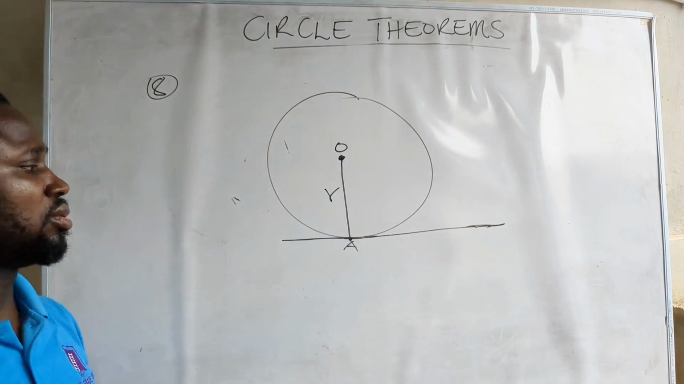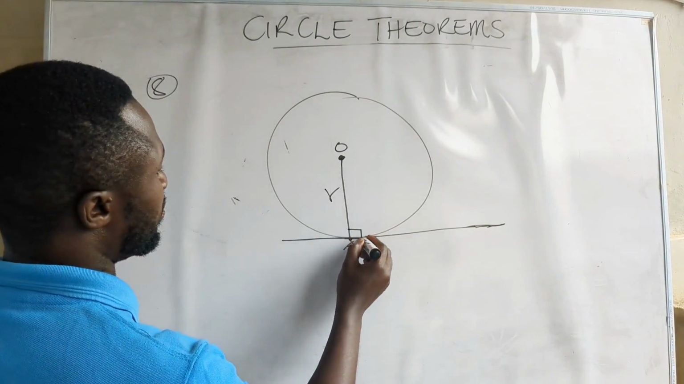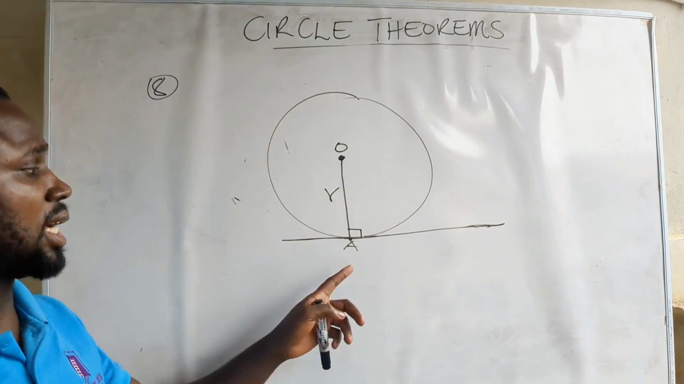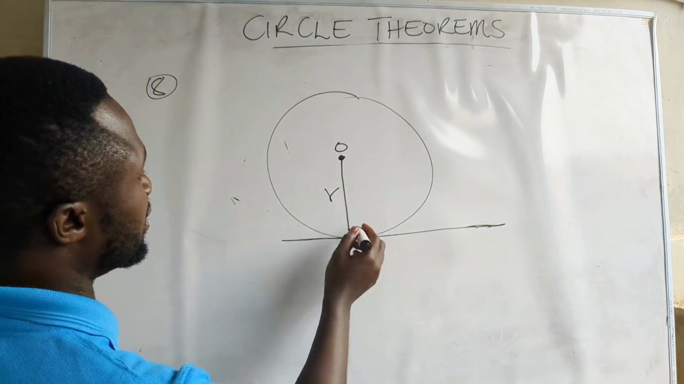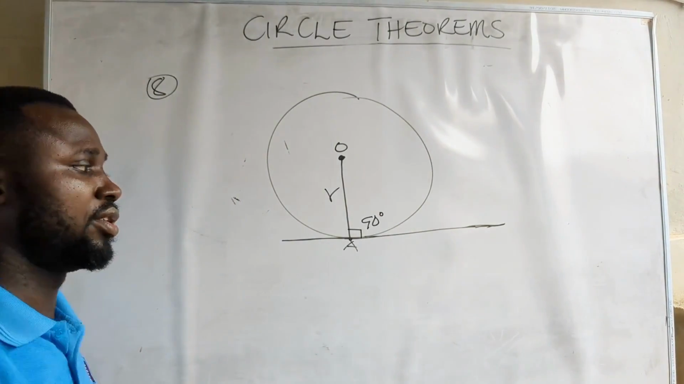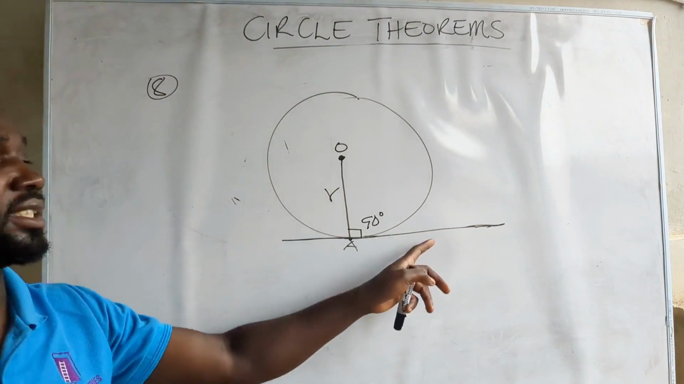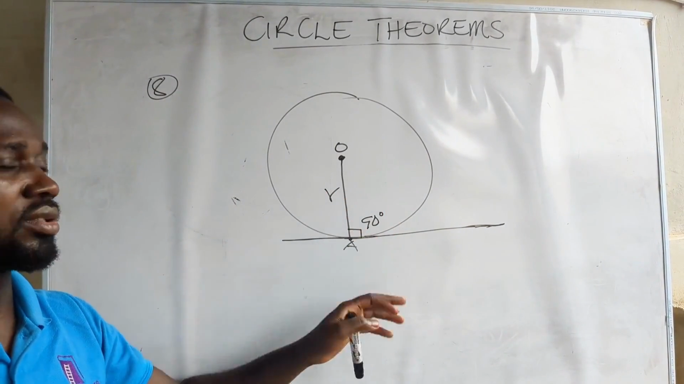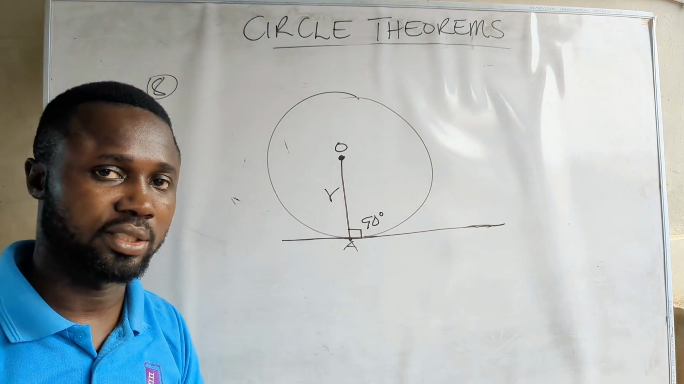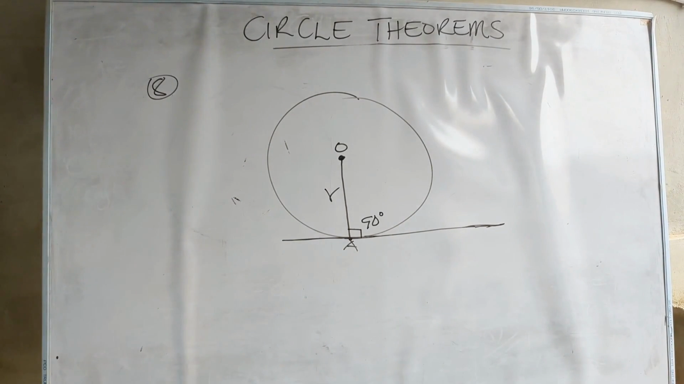To the tangent. So the angle formed at the point of contact between the radius and the tangent is 90 degrees. So when you have a radius and a tangent, the angle formed at the point of contact between the radius and the tangent is what? It's 90 degrees. That is about radius and a tangent.